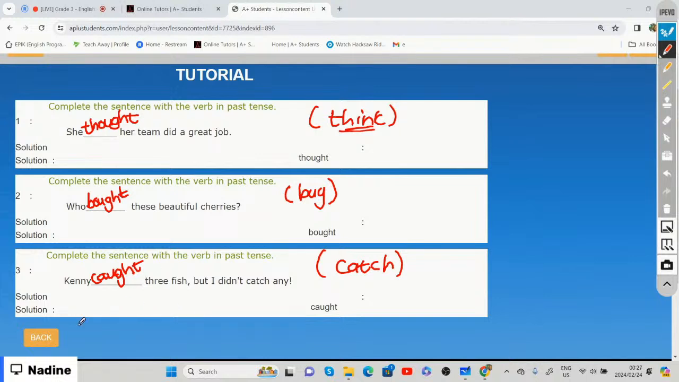All right, so now we're going to the test. And before we go into the test, does everybody understand irregular past tense before we move on?